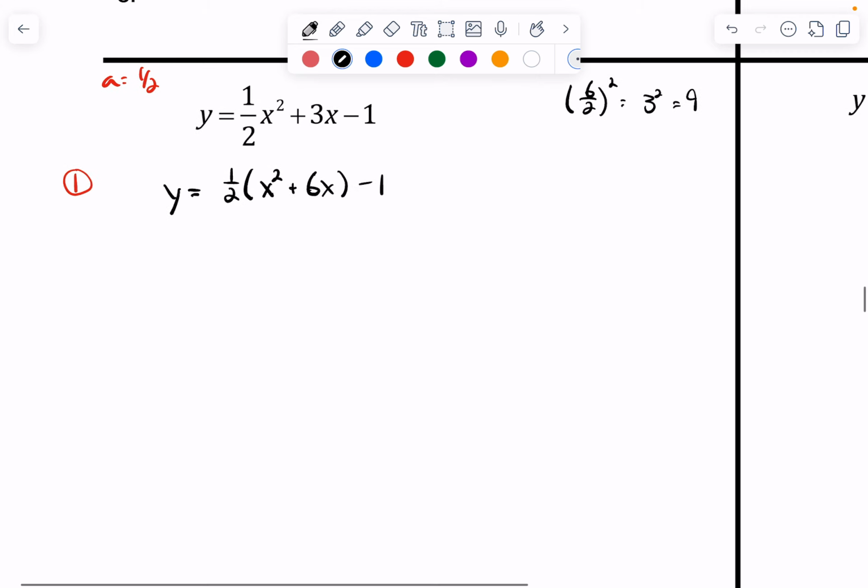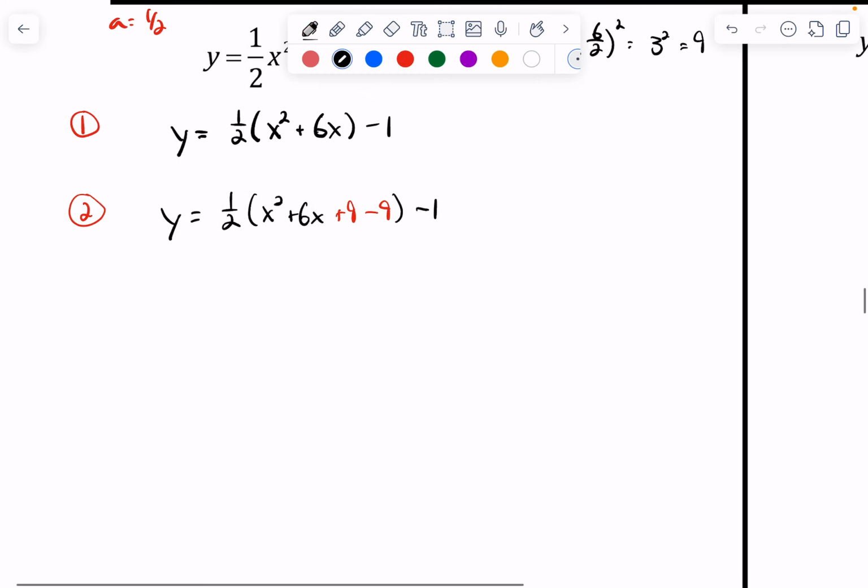So now, second step: take your y equals half x squared plus 6x and add a 9, take away a 9 because you don't want to change it, minus 1. All right, so we're going to be doing some fraction work here. So then take this half. Oh, sorry, I jumped ahead, but that is the next step.